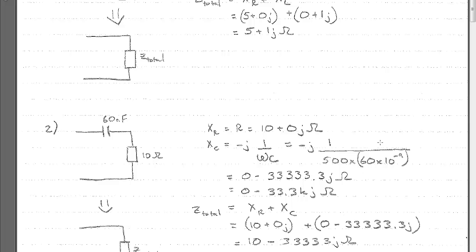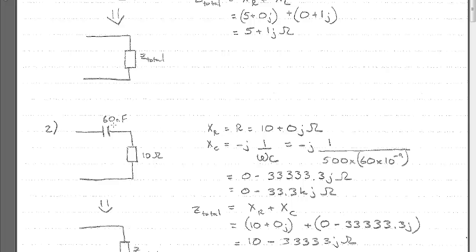If we work this out, this gives us minus 33333.3j, but because there's no real part, we can put that 0 in the front, so that's the full rectangular form. And what I've done in the next step is rewrite it as 0 minus 33.3k j ohms. Remember, resistances, we quite often represent them by k's. That's absolutely fine to do. It doesn't really matter as long as it's clear to you what is going on. So that's all we've done there.